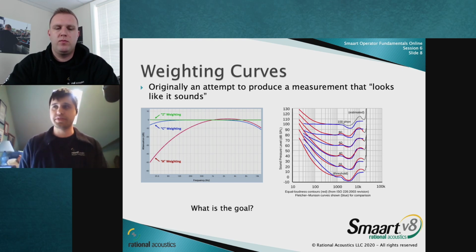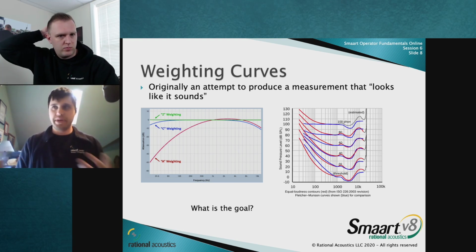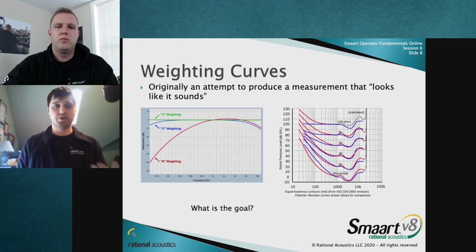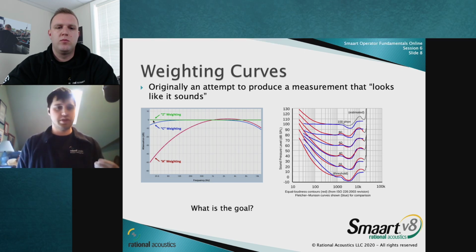So at lower levels, if you look at the chart on the right, you can see that it takes a lot more bass for us to perceive it as equally loud. And when we get up to higher SPL, those curves start to flatten out a little bit. Because human hearing changes over level, that was the basis for these weighting curves. You can see the Z weighting curve is the green line. That's an unweighted SPL measurement. It's literally just the raw pressure variations happening at the mic.